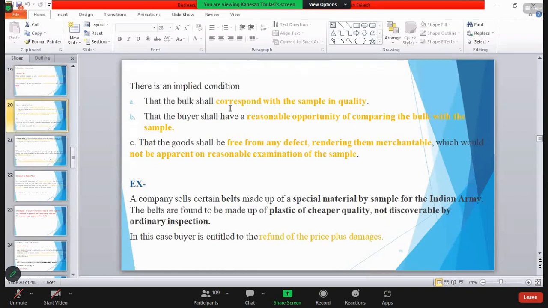But we did that: the implied condition as to sample is that it should correspond in quality, you have to get a reasonable opportunity, it should be free from any defect, and it should be merchantable.